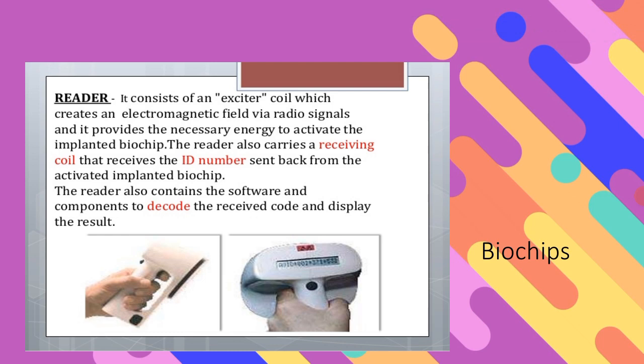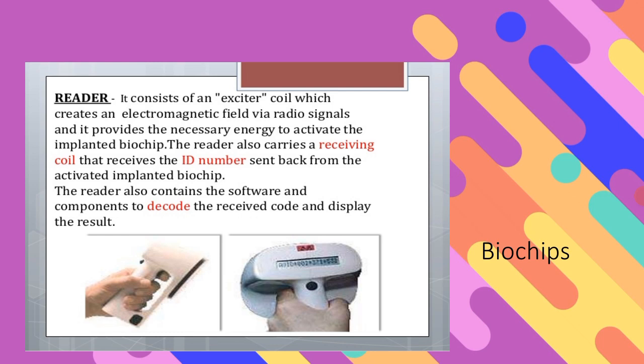The reader will also contain the software and components that will decode this identification number, or we can say the code, and display the result on the digital screen. So we can say the reader will contain three parts: the exciter coil, the receiving coil, and the software.